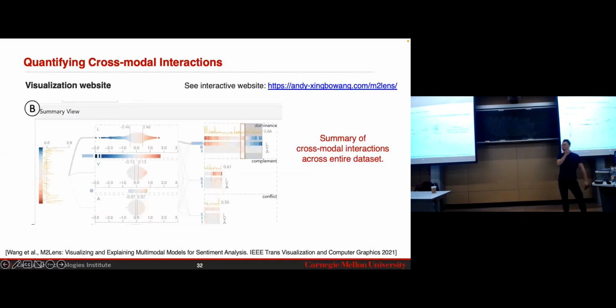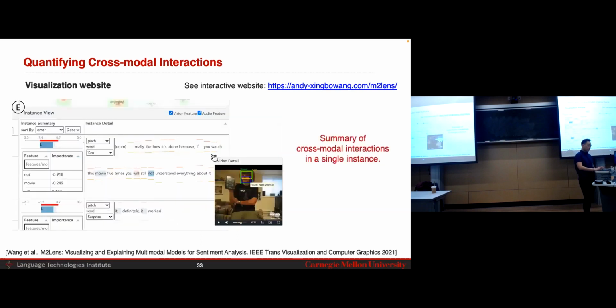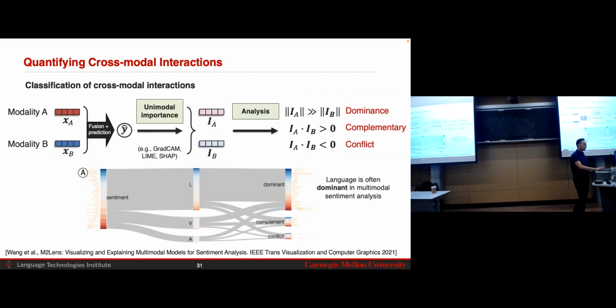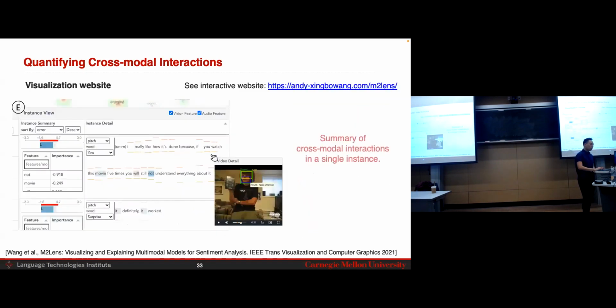And they also have this website so you can play with, I think that part of analyzing the type of interactions, for example, conflict or complement, was just one part of the visualization website. They have a few other parts that you can also look at on this link. And yeah, this is basically showing that you can actually summarize these across the entire data set. So to what extent, for example, in the whole data set, what percentage is dominance, what percentage is complementary, what percentage is conflict. But you can also go deeper at a local level within a single instance, within a single video, which parts are complementary, which parts are dominant, which parts are conflicting.